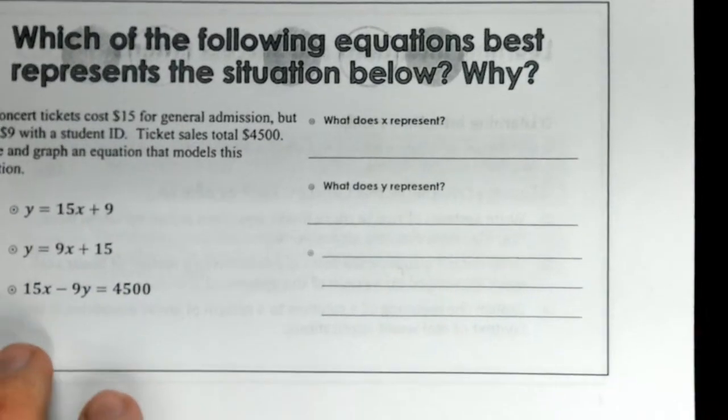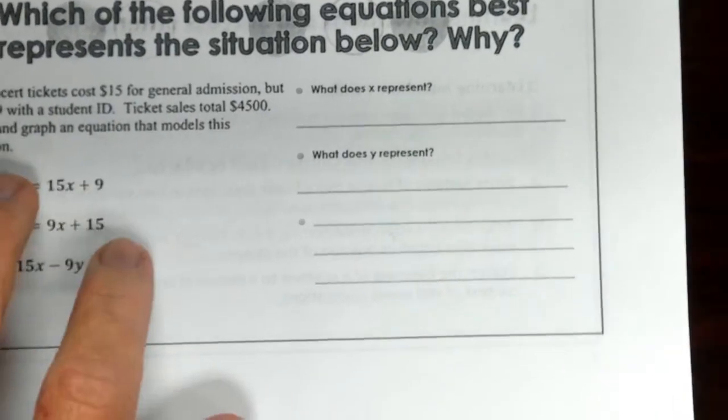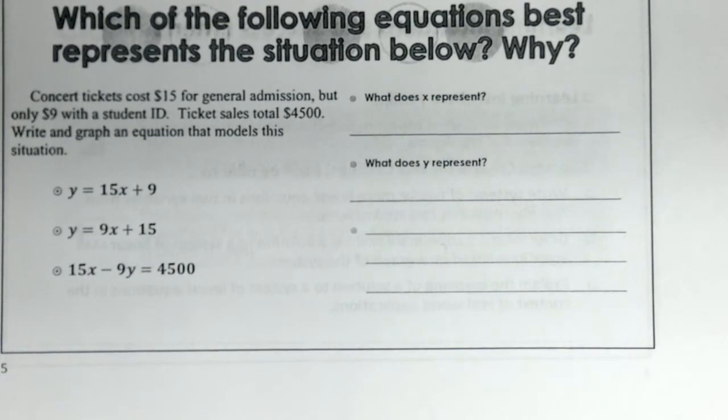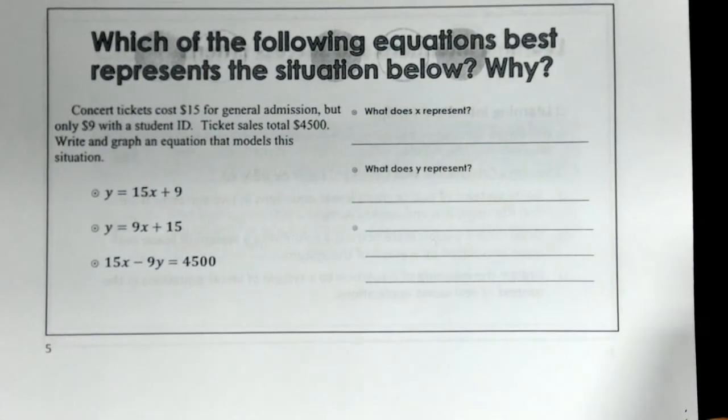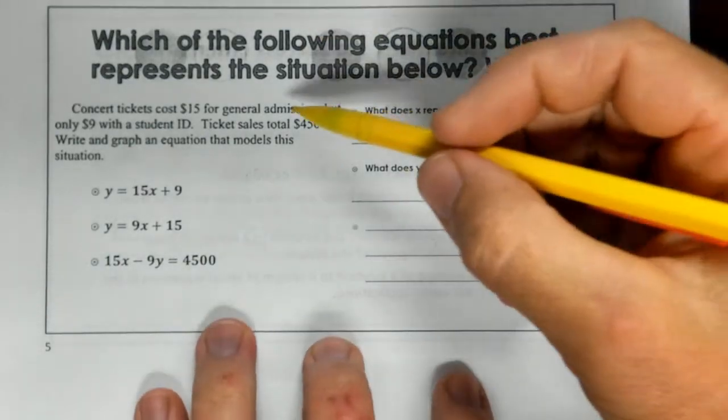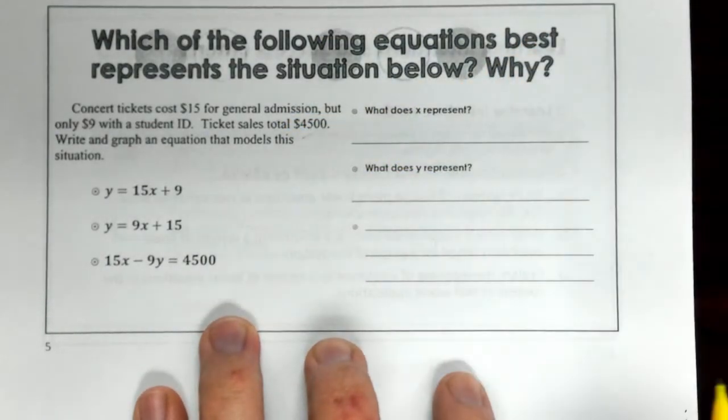All right, so let's look at our first example. Which of the following equations best represents the situation below, and why? So our situation is that concert tickets cost $15. Wow, that's cheap. So we're going to go see Little Baby. $15 to get in the gate, only $9 if you got your student ID. Ticket sales total $4,500. Write and graph an equation that models this situation.